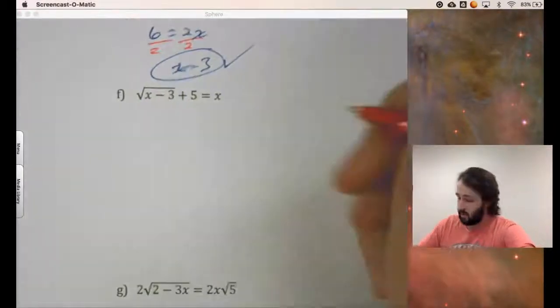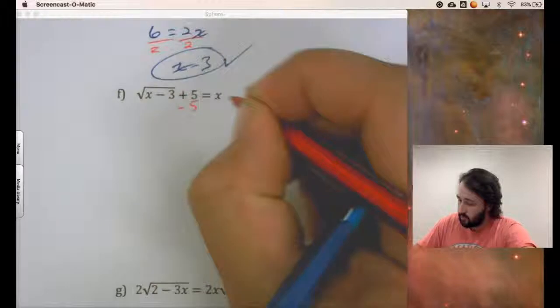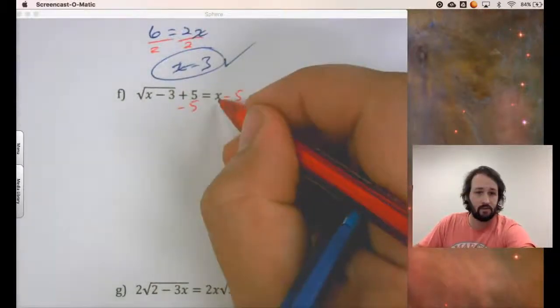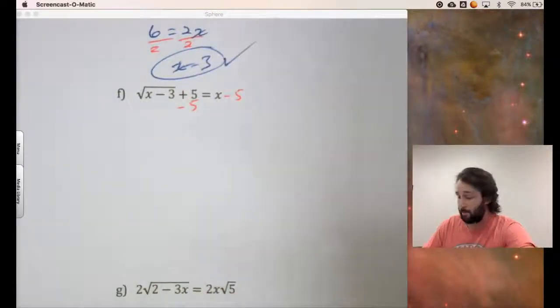Keep it moving. Again, get the square root by itself. Whoa, we have an x over here. But just keep working it the same way.